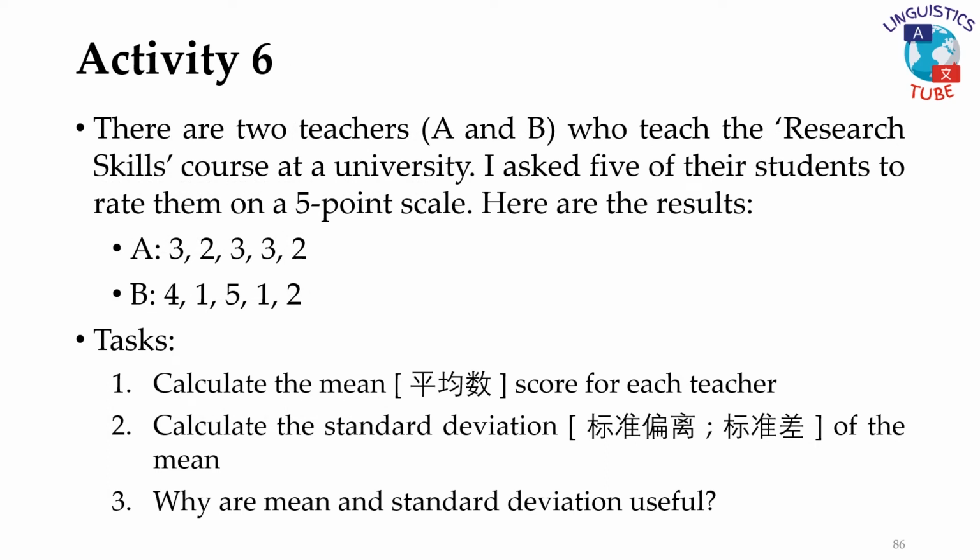Here is one more example. Let's say that there are two teachers in the linguistics department at a university who both teach the course about research skills. Let's call them A and B. I asked 5 of their students to rate them on a 5-point Likert scale, 1 being worst and 5 being best. You can see the scores on the screen. Please pause the video now and answer these 3 questions. Firstly, calculate the mean score for each teacher. Then, calculate the standard deviation of the mean. Finally, think about why the mean and the standard deviation are useful.